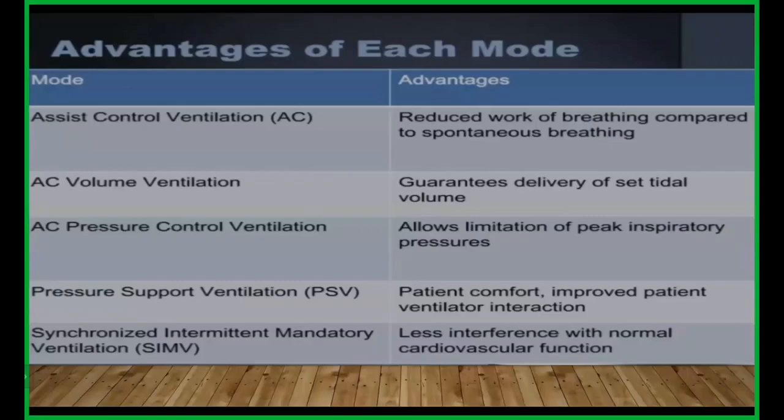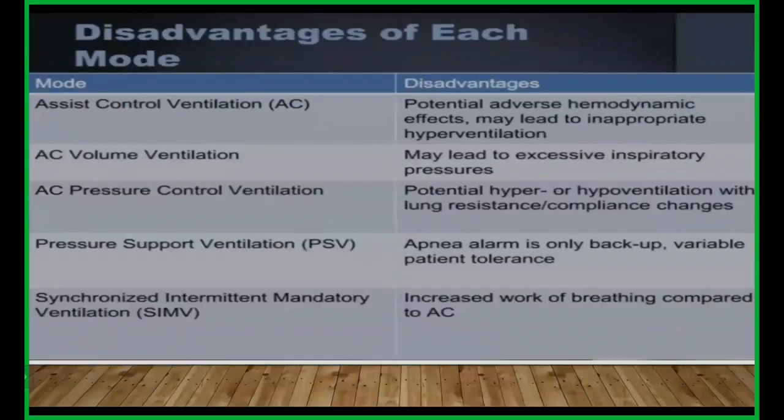In pressure control ventilation, peak inspiratory pressures are limited, so no barotrauma. In assist control volume ventilation, tidal volume is set, so no volume trauma. Now coming to the disadvantages of each mode. In assist control ventilation, hemodynamic effects are the main thing and may lead to hyperventilation. Alveolar hyperventilation is the main disadvantage of this mode, which may lead to respiratory alkalosis.